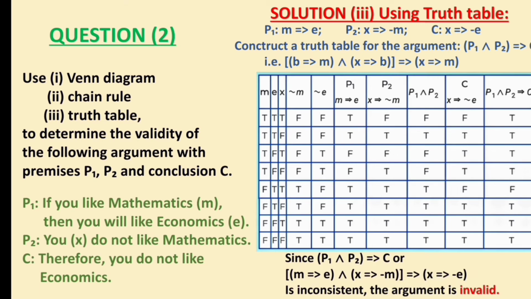That means that the argument in question 2 is invalid once again. So question 2 is invalid no matter the method you use. Question 2, the argument is invalid. The truth table is inconsistent.